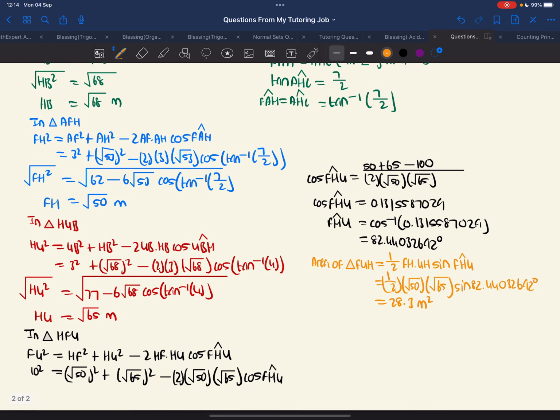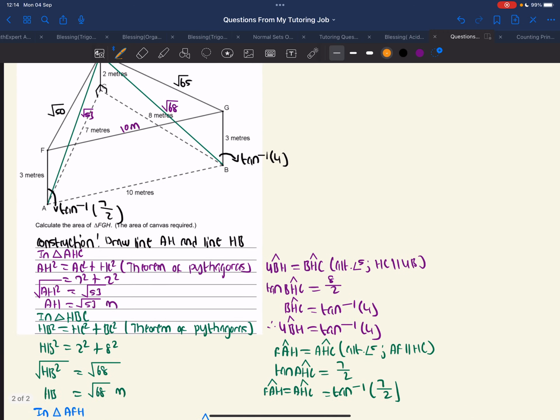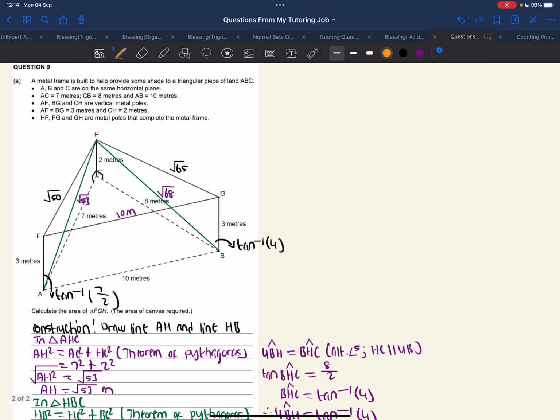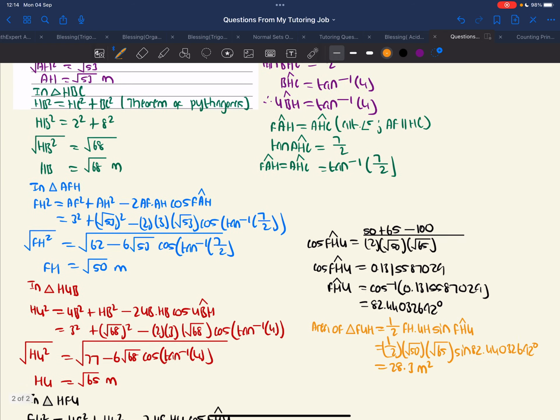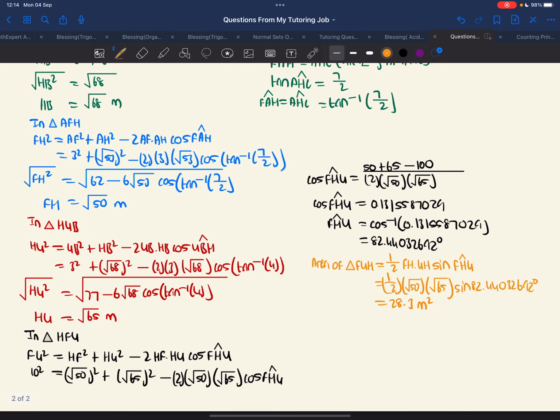Okay, right. I know this was kind of a bulky question, but the best trick for it was to do a construction, I mean to say, of drawing line AH and line HP, and then from there onwards it was applying the cosine rule all over the place until you got your answers. Okay, I hope that's understandable.